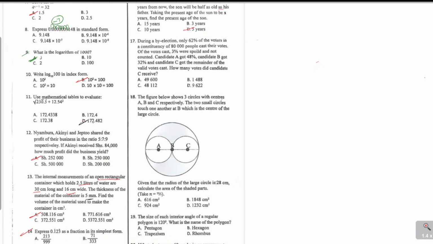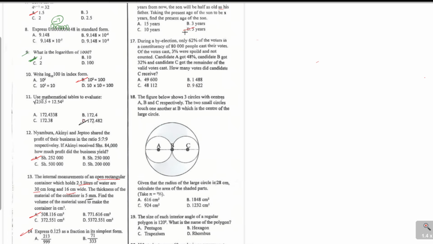Question 17. During a by-election, only 62% of the voters in a constituency of 80,000 people cast their votes. Of the votes cast, 3% were spoiled and not counted. Candidate A got 48%, candidate B got 32%, and candidate C got the remainder of the valid votes cast. How many votes did candidate C receive? So that is the question.